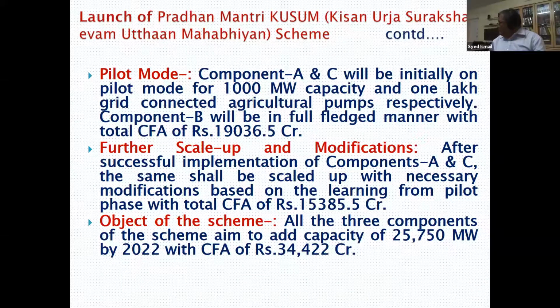These are some modus operandi, some pilot mode. We are taking 1000 megawatt capacity and 1 lakh grid-connected agricultural pumps respectively, and component B will be in full-fledged manner with total central financial assistance up to that crore. So these are the scheme related data, and the scheme is in place. It is fully approved by the cabinet and is under implementation. Next, please.